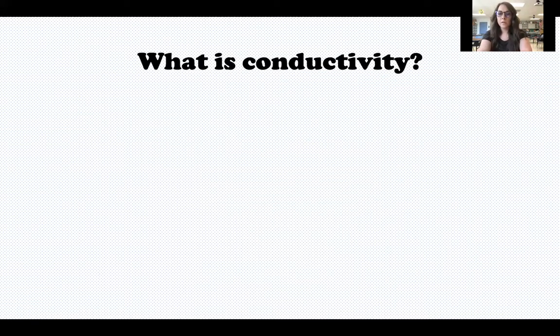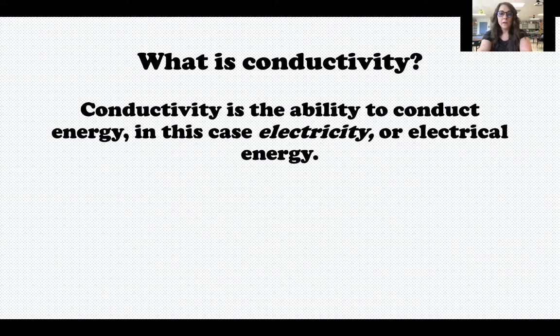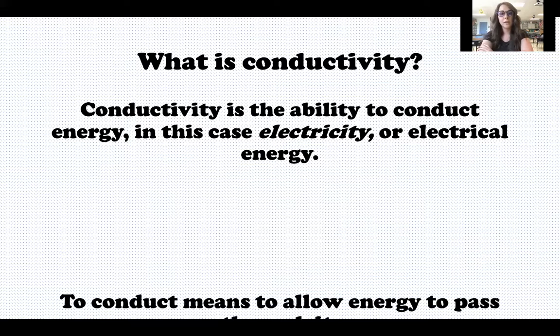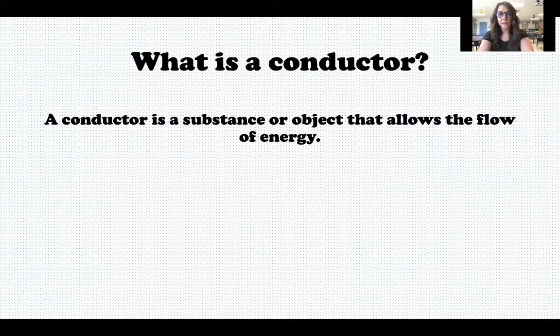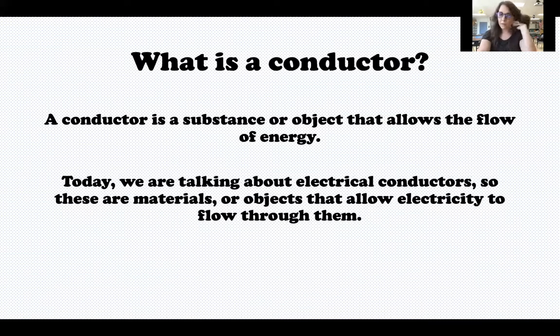So let's talk about this word conductivity. Conductivity is the ability to conduct energy, in this case, electricity or electrical energy. To conduct means to allow energy to pass through it. So a conductor is a substance or object that allows the flow of energy. Today we're talking about electrical conductors. So these are materials or objects that allow electricity to flow through them.